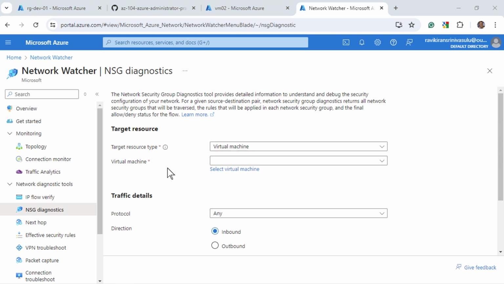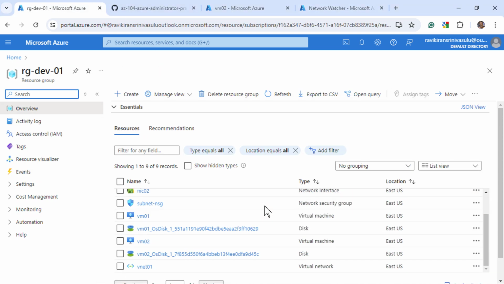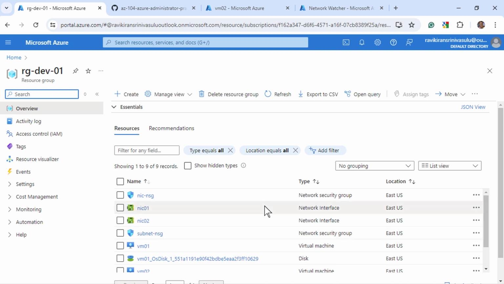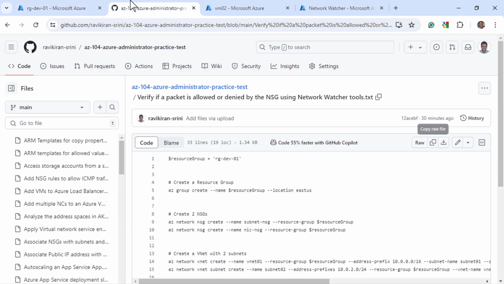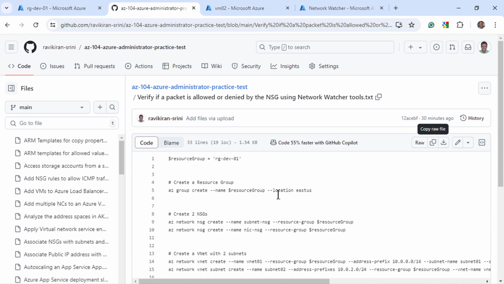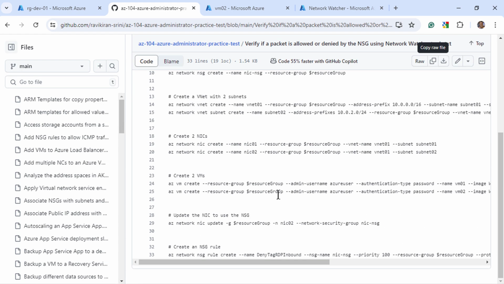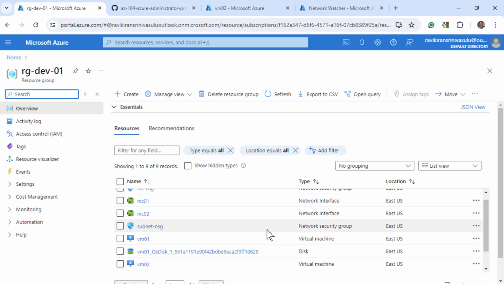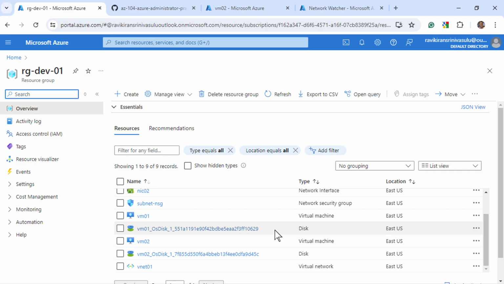To understand the third main difference between these two Network Watcher tools, I set up my lab environment by creating these Azure resources. I highly recommend you follow me by running these commands, and the link to this file I am going to give in the description. So open your PowerShell, copy these commands and run them. You will have the same environment that I have.